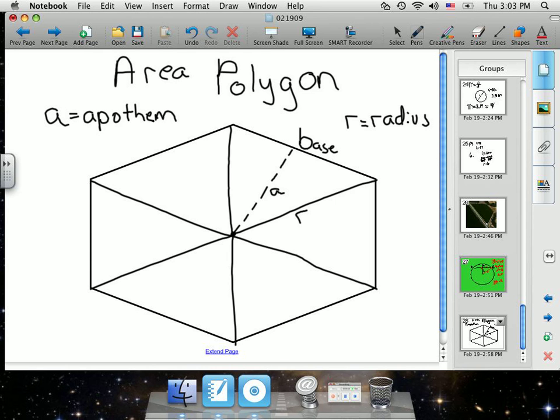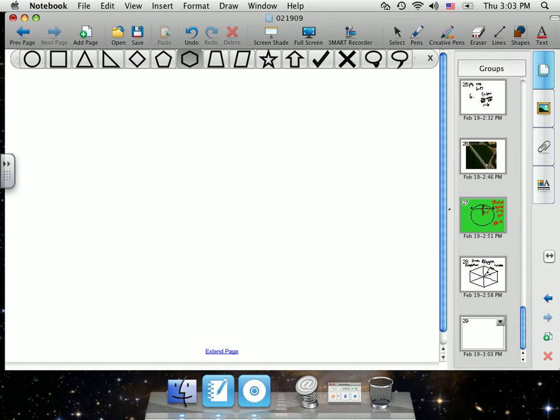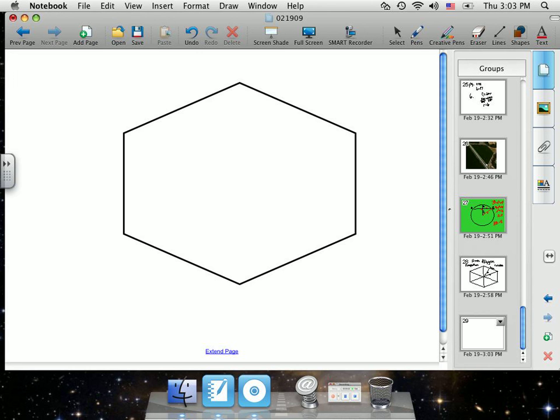Alright, so A is the apothem, B is your base. R is your radius. So those are the terms you need to know. Okay? So let's do an example of finding the area of this thing. And keep the whole finding the area of a triangle in mind when you do this. So let's do another hexagon. And let's actually calculate this one.